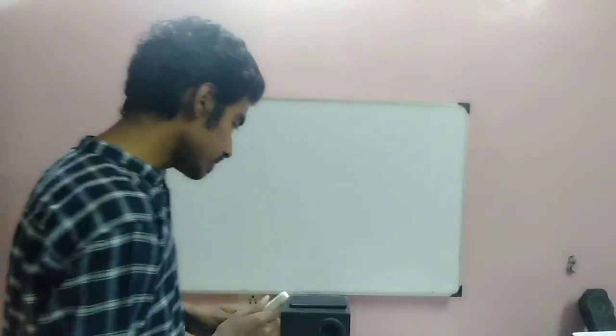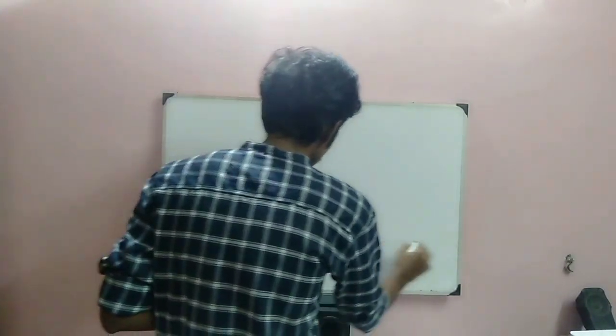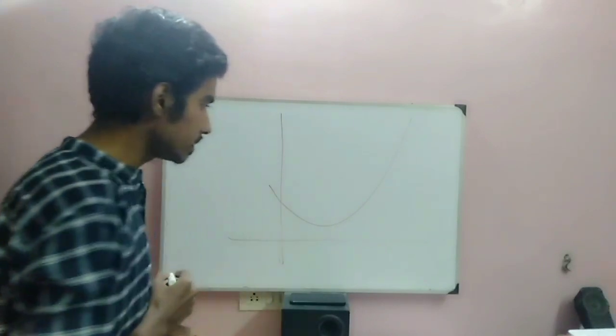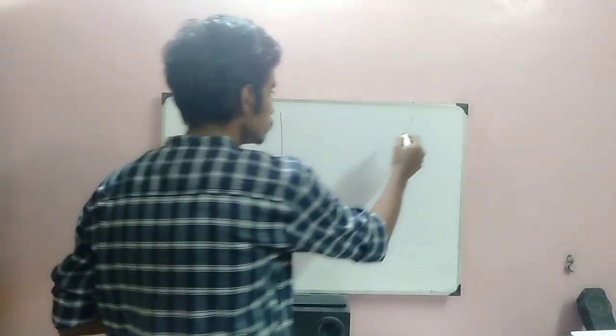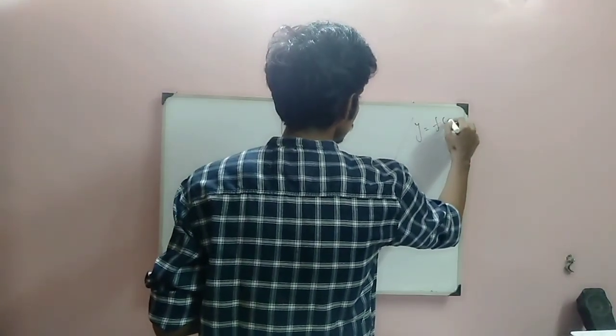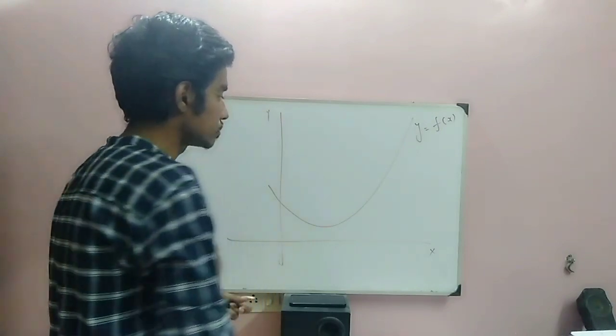So let us say this is our R2 plane, and we have a function like this. This is our function y is equal to f of x, and this is our x axis and this is our y axis.